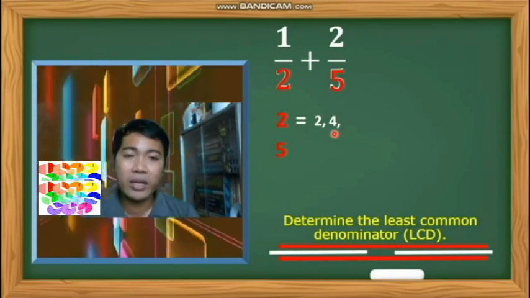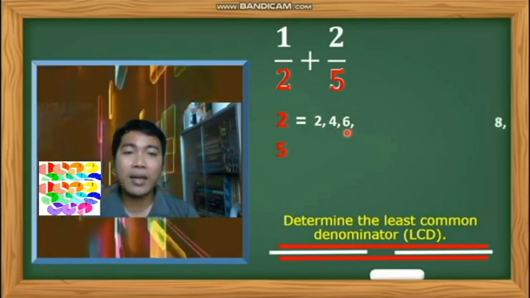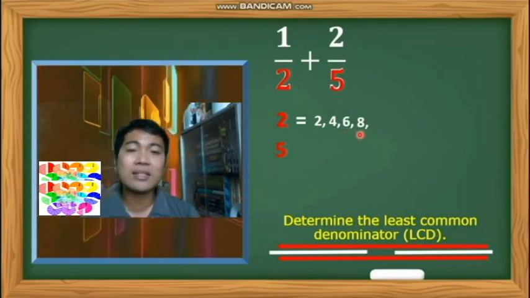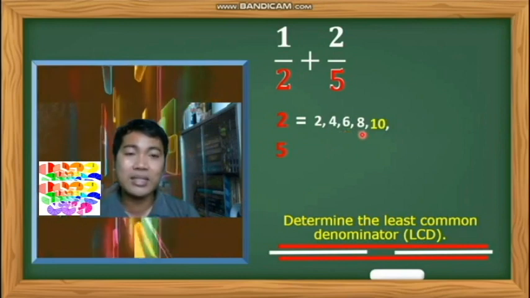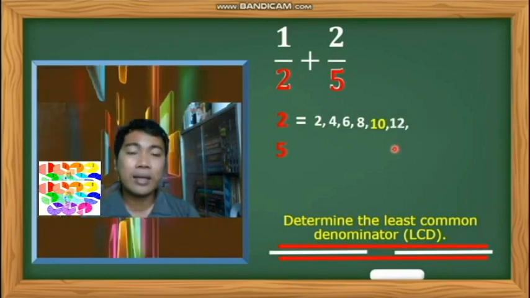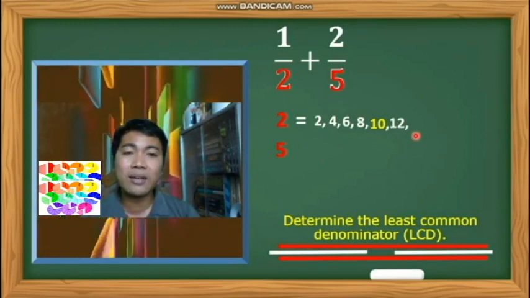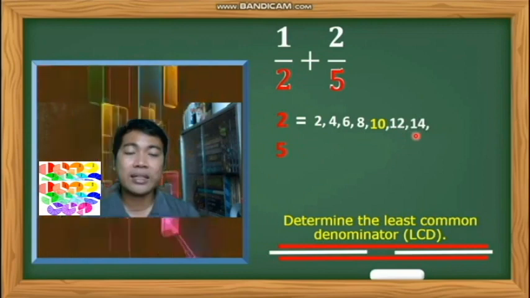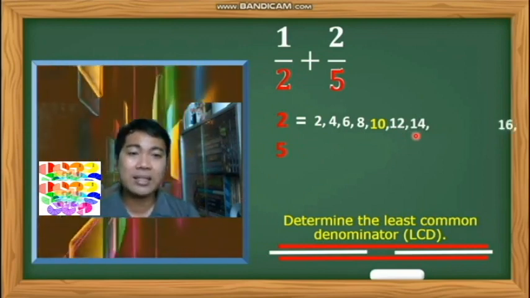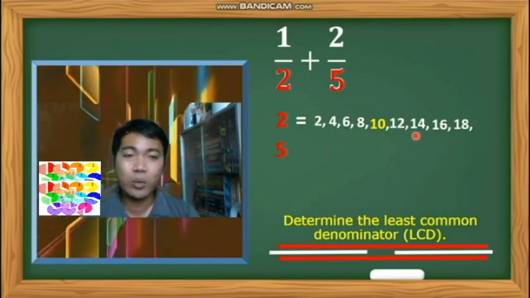Next, 2 times 3. 2 times 3 is 6. And then 2 times 4 is 8. 2 times 5 is 10. 2 times 6 is 12. Pwede pa rin natin padamihan para makakuha tayo ng at least dalawa na common multiples. 2 times 7 is 14. And then 2 times 8 is 16. 2 times 9 is 18. And 2 times 10 is 20.